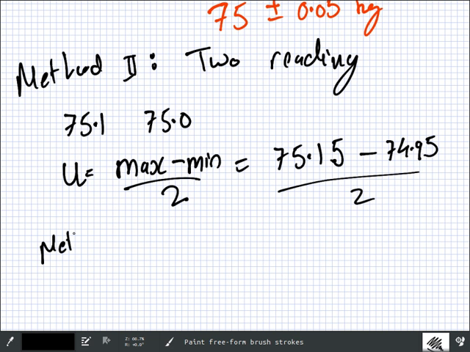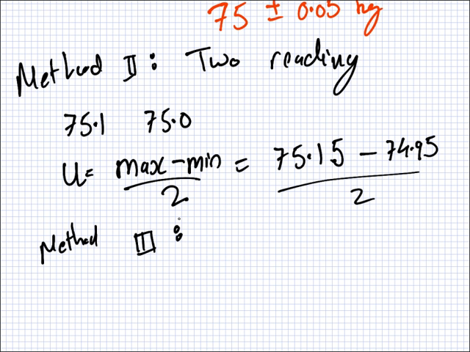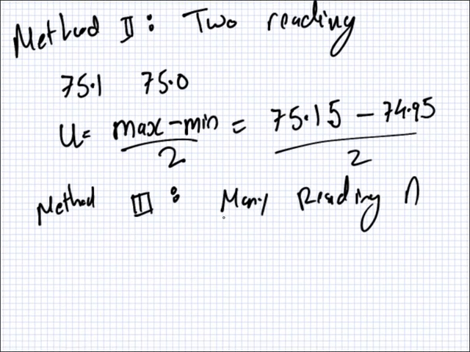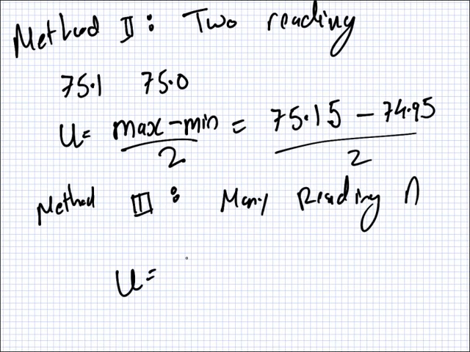Method 3. This is the best method. This is when you have many readings, n. So we just say the uncertainty is, you add up the difference between the average and the data and divide by n.